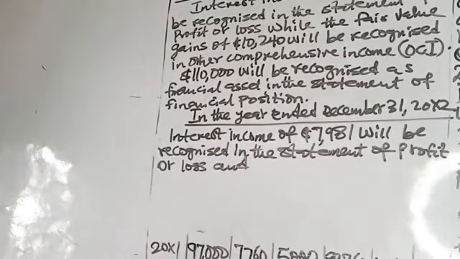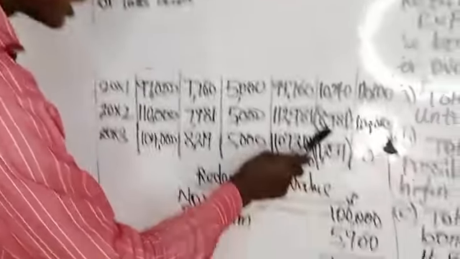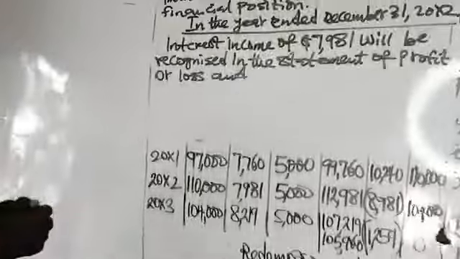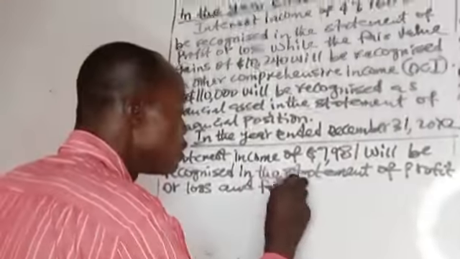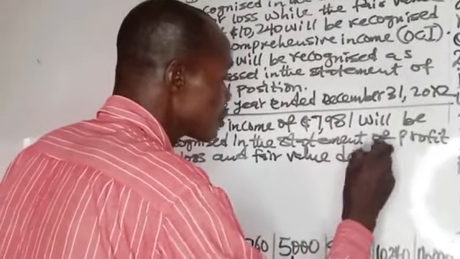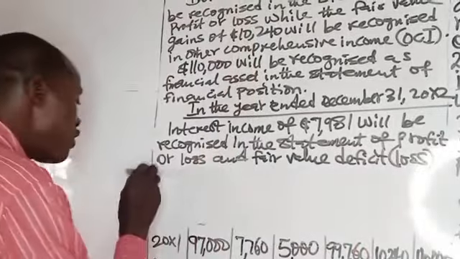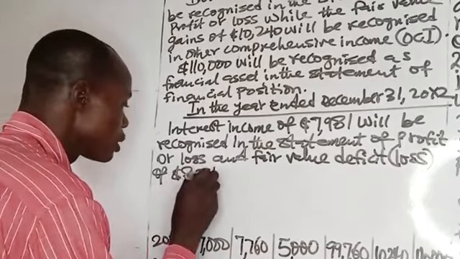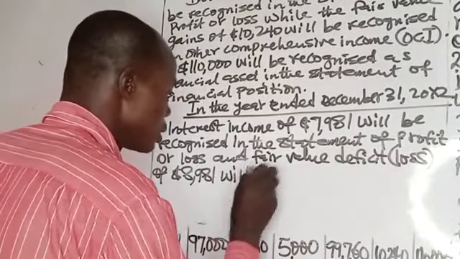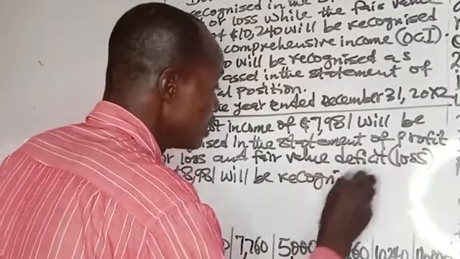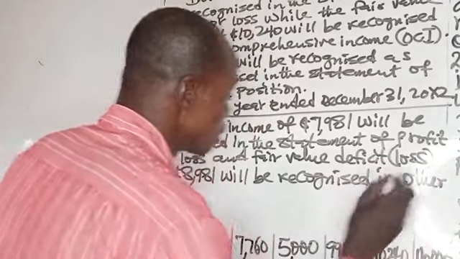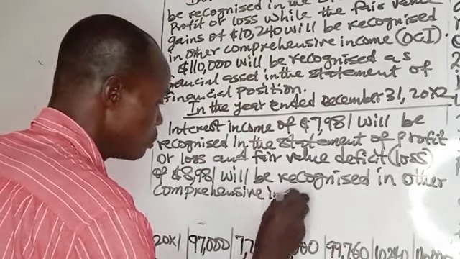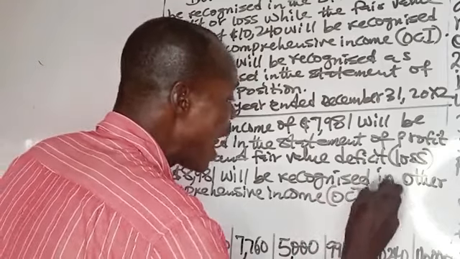And we have a fair value deficit, or fair value loss, of 8,981 that will be recognized in other comprehensive income, OCI.